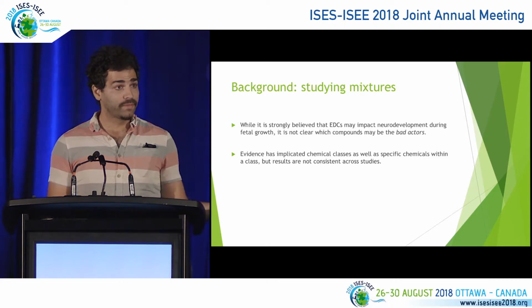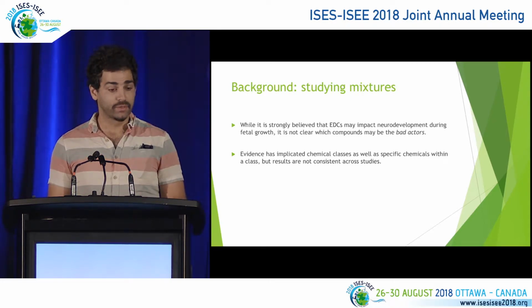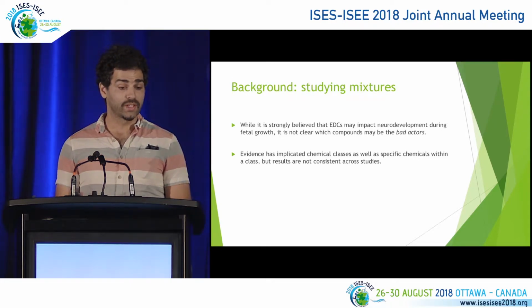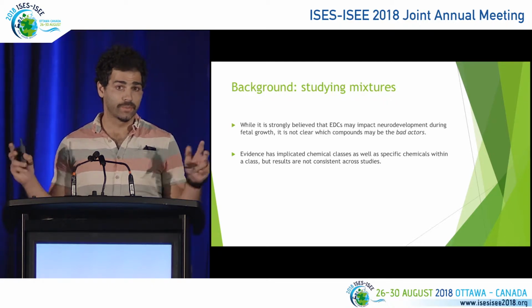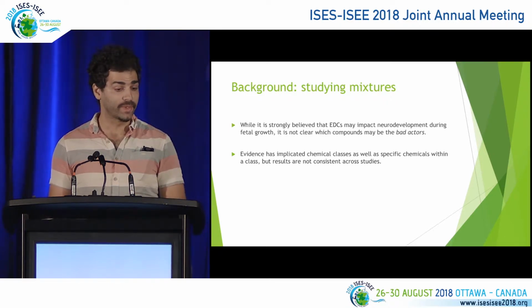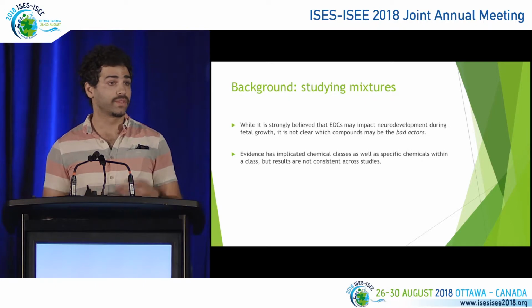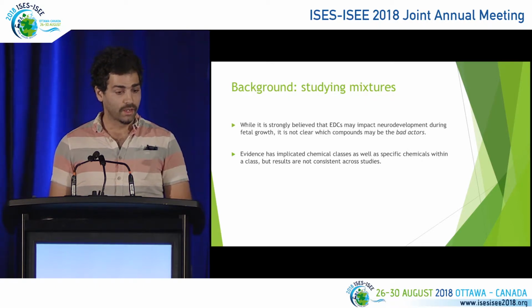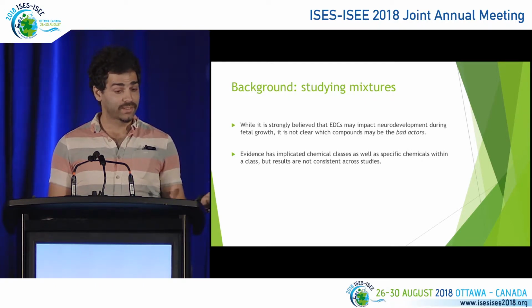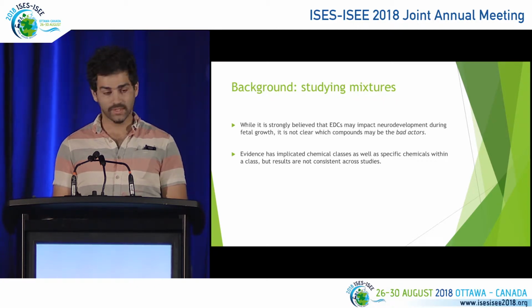So while it's believed that endocrine disrupting compounds may impact neurodevelopment during fetal growth, it is not clear which compounds are the so-called bad actors, which ones we should be concerned about. It's very reasonable that some are worse than others. Evidence has implicated chemical classes and maybe specific chemicals within classes, but the results are not consistent.